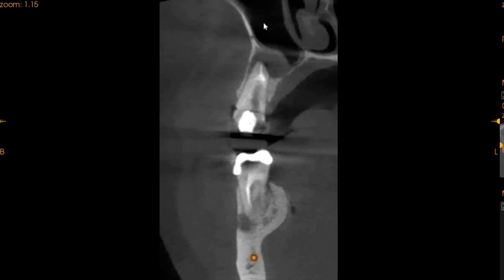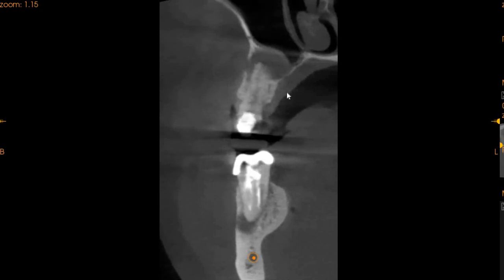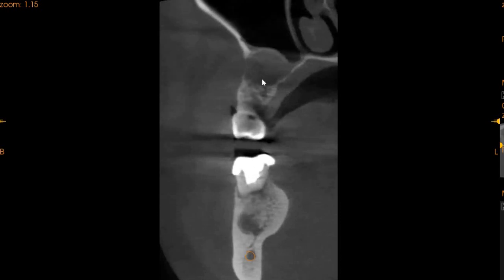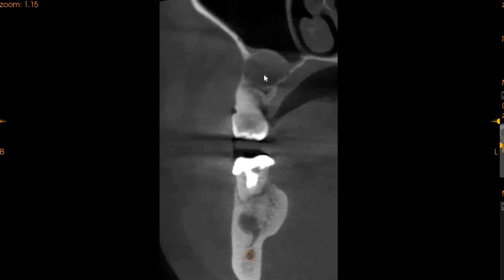It is not perforating the sinus yet, but we can also see that it is pushing the floor of the sinus, which is why it could be cystic in nature. We can also see that there is a cortical plate perforation here as well. As we are moving towards the distal aspect, we can see that this cystic lesion or this radiolucency is also damaging the bone in this region. So this is quite a big radiolucency.